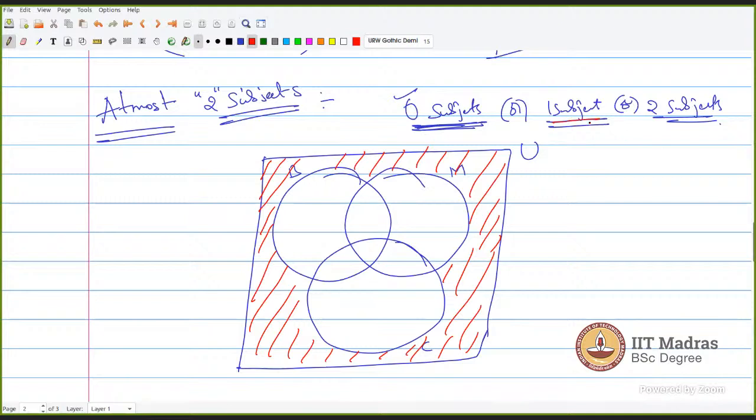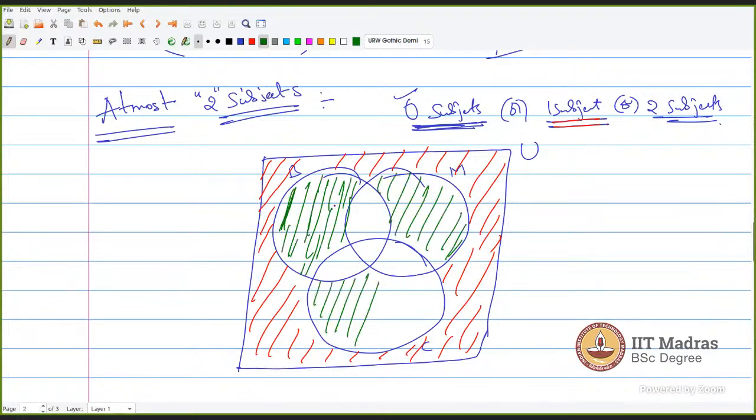This is only one subject: B, M, and C, but we have to remove those intersection parts. This, this, and this, union C. Now two subjects: the intersection parts BM, BC, and so on, without including all three intersections.